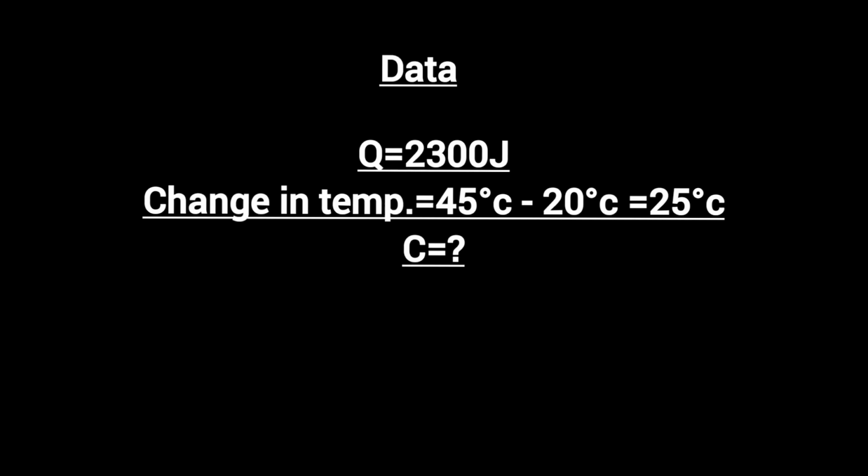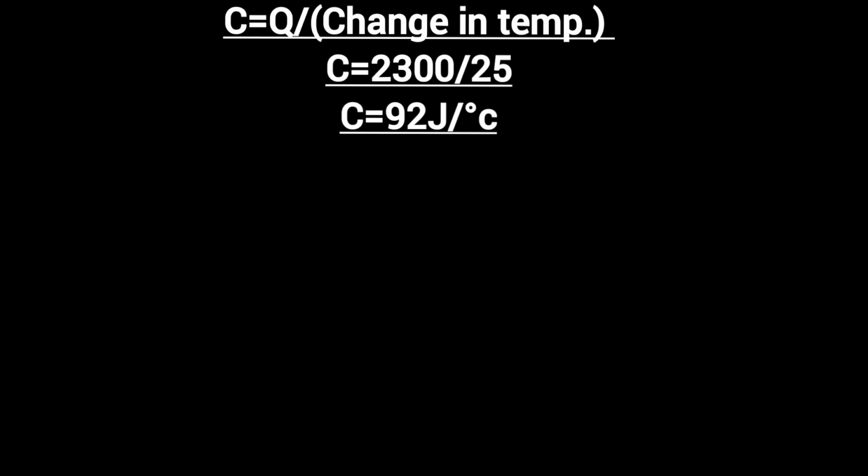So again, first collect your data and see what you have. So we have the amount of heat energy, which is 2,300 joules. And we have change in temperature, which is 45 degrees minus 20 degrees, which equals 25 degrees Celsius. And our heat capacity equals the amount of heat energy divided by change in temperature, which equals 2,300 joules divided by 25, which equals 92 joules per degrees Celsius.